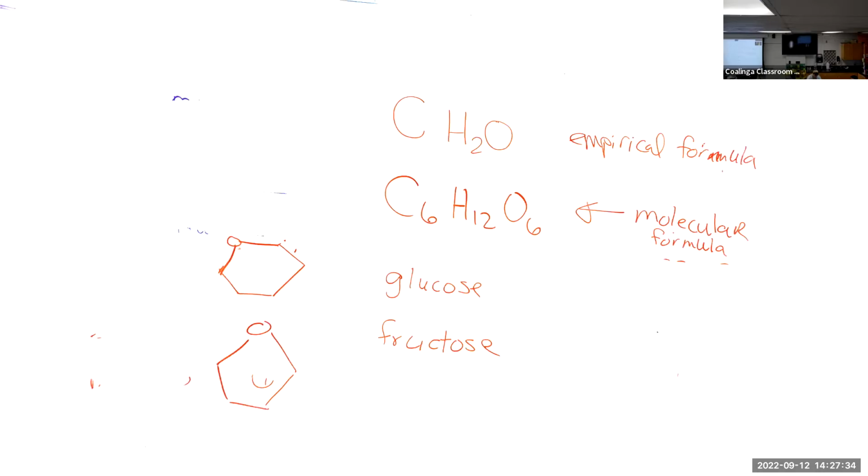The empirical formula is going to give us a minimal amount of information, but it does give us the relationship between each of those atoms to each other. And that's what we want to get out of it. Okay, does that make sense?